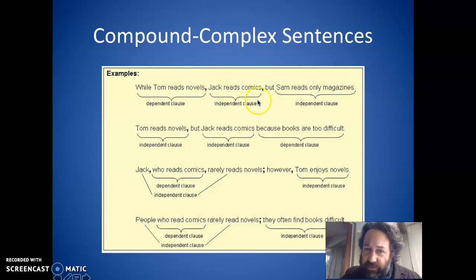Jack reads comics, but Sam reads only magazines. That's a compound sentence. That's all that is. That's one SVO, we have a comma, coordinate conjunction, another SVO, that's a compound sentence. So all we're doing really when we create this type of sentence, the compound complex, is you just add a dependent clause to an already formed compound sentence. So it's really that easy.